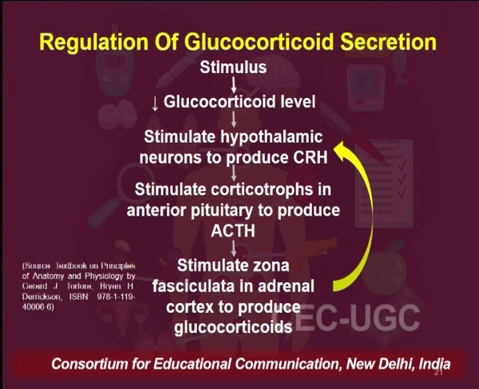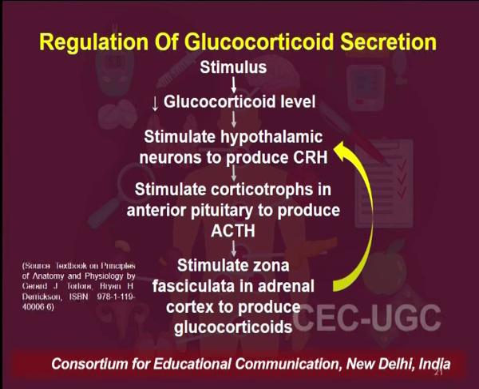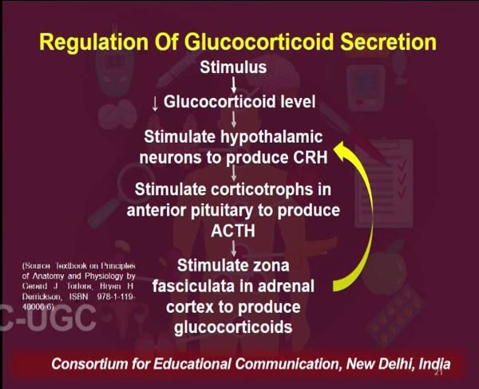The secretion of glucocorticoids is via the pituitary. So, any stimulus which will lead to a decrease in glucocorticoid level will stimulate the hypothalamic neurons to produce the corticotropin releasing hormone, which in turn will go and act on the corticotrophs of the anterior pituitary, and they will produce ACTH. This ACTH, adrenocorticotropic hormone, will go and stimulate the zona fasciculata in the adrenal cortex to produce the glucocorticoids.